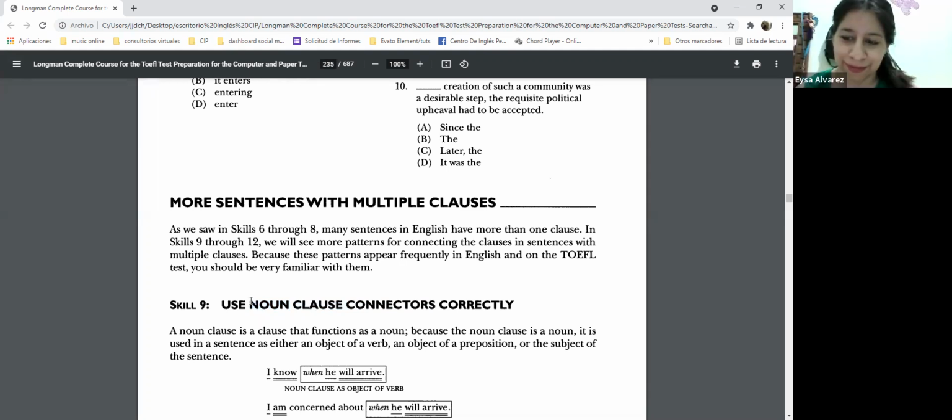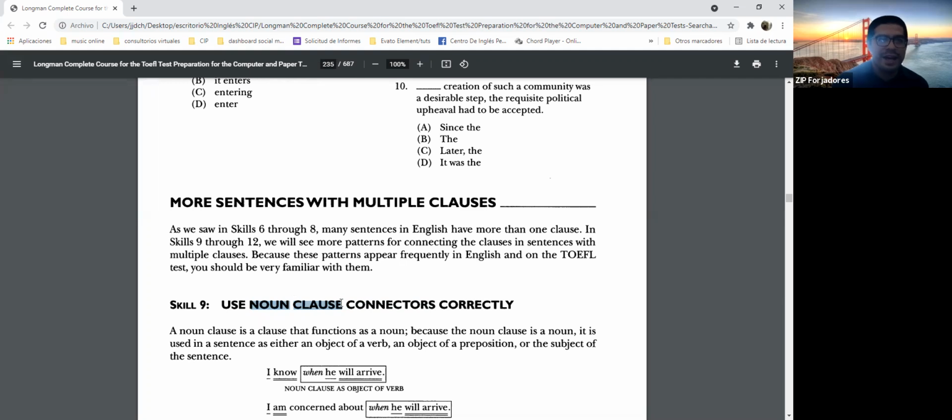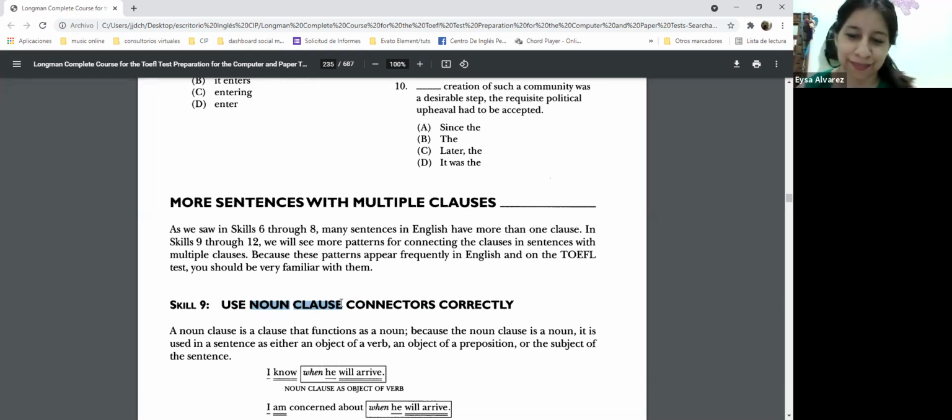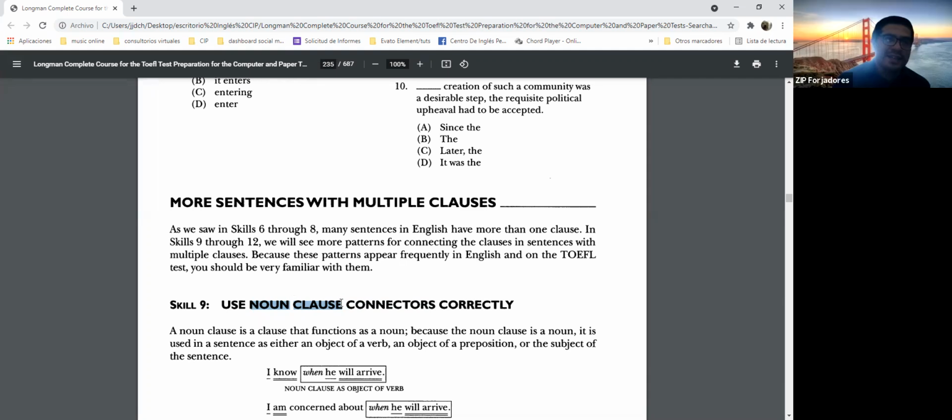All right, so what is a noun clause? A noun clause, or a clause with that, functions as a noun because a noun clause is a noun. It is used in a sentence as either an object of the verb, an object of a preposition, or the subject of the sentence. Remember, those are the three uses of nouns. This is very important to understand, okay?